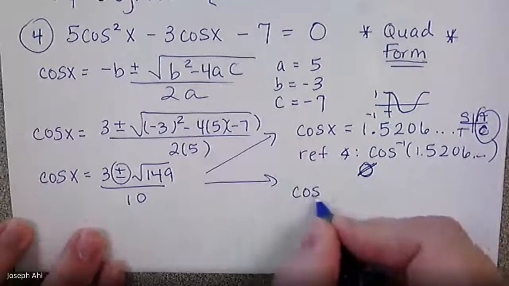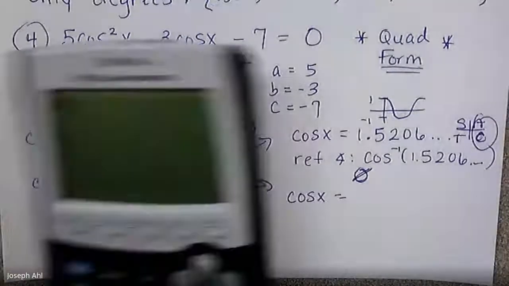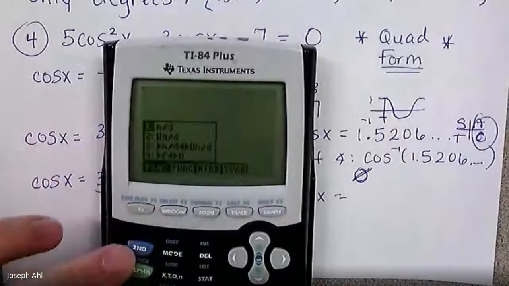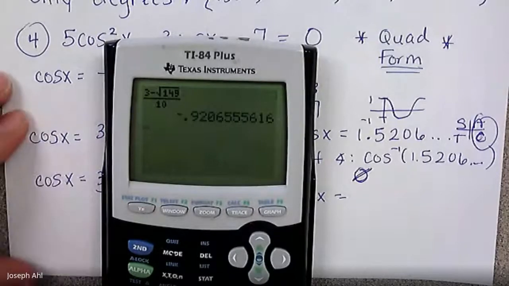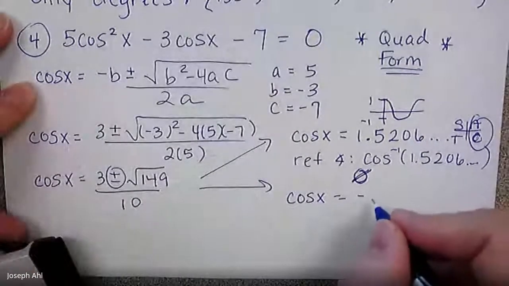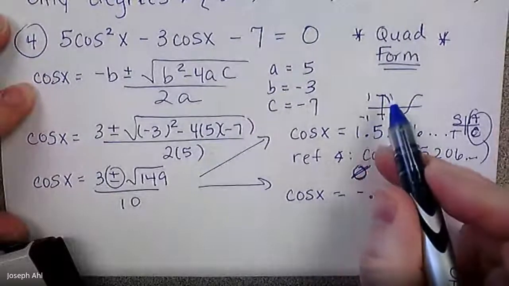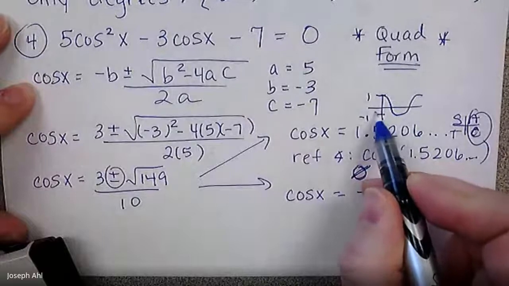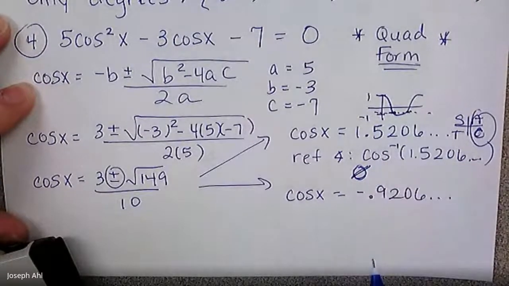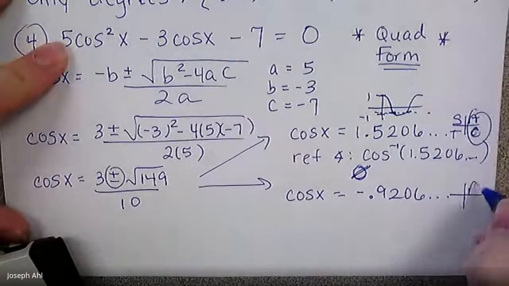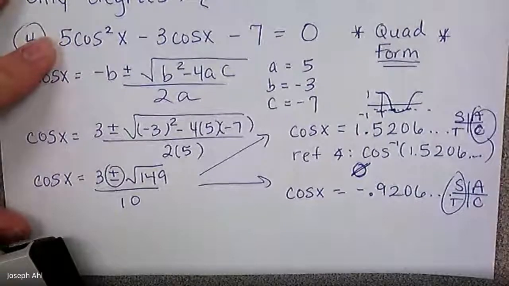Let's talk about what cosine x could equal, though, if it was 3 minus radical 149 over 10. Let's try that. So fancy fraction, 3 minus the square root of 149 divided by 10 is negative 0.9206. Is that okay for cosine? Is that within the range from negative 1 to 1? Yeah, it just squeezes in there, and negative 0.92 is probably going to have 2 solutions right there. And they're going to be in the quadrants where cosine is negative, so it's going to be a quadrant 2 and a quadrant 3 answer.